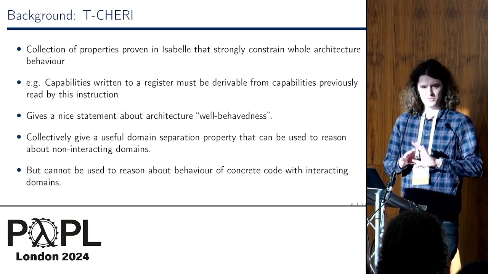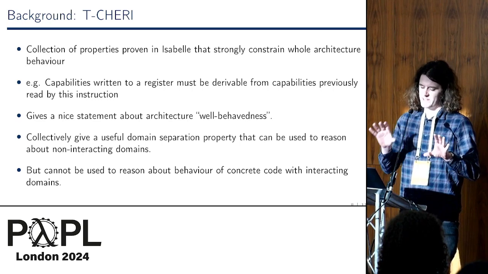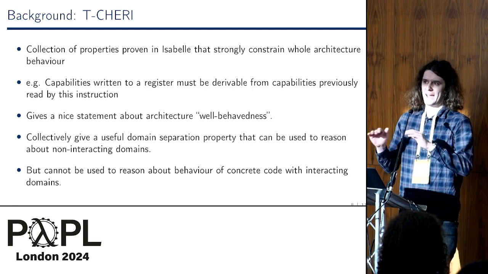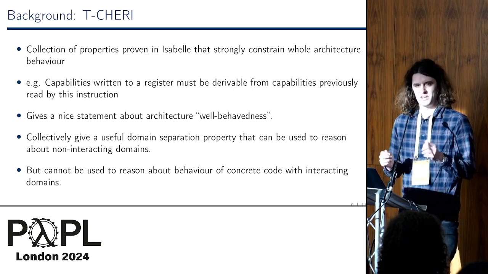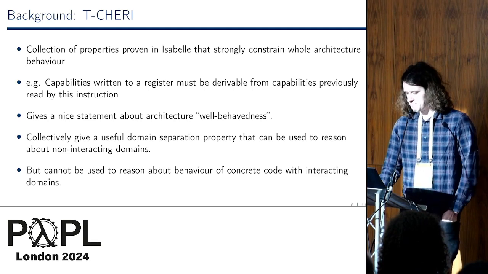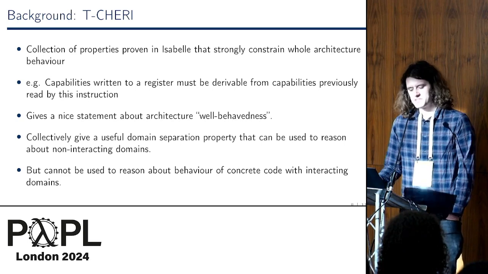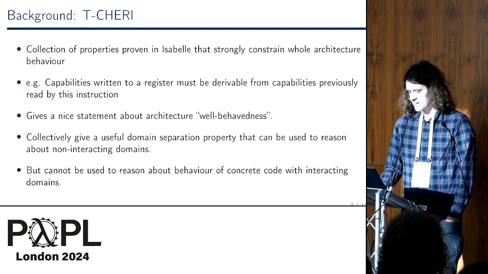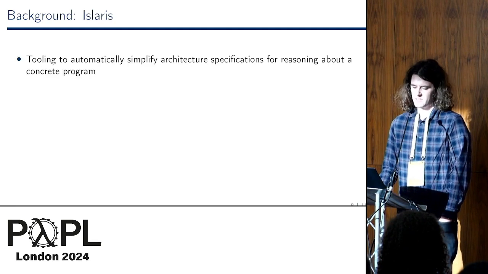So if we have interaction and we want to reason about the actual behavior of some concrete code, not just an upper envelope on whether bad capability things happen, Cherry sort of runs out of steam. So what we're missing is a way to reason about known code on these large architectures, and we have an approach for that already.